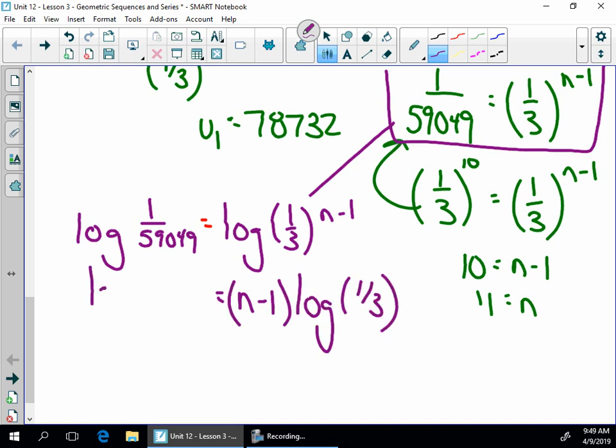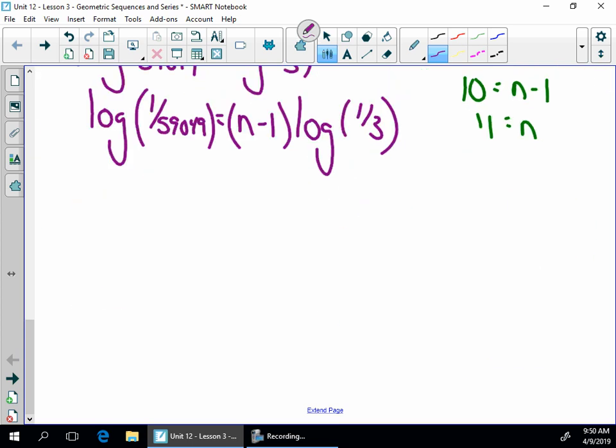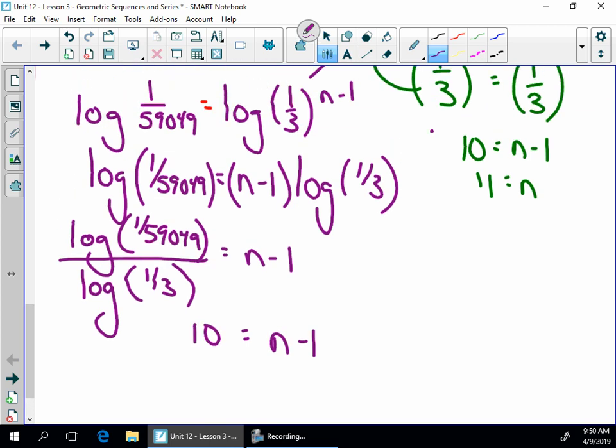And on the left side, I still have this log, 1 over 59,049. And I can solve for n by rearranging here. The log of my top fraction divided by the log of my bottom fraction will leave me n minus 1 and 10, which looks suspiciously like the green one up here. And n is 11.